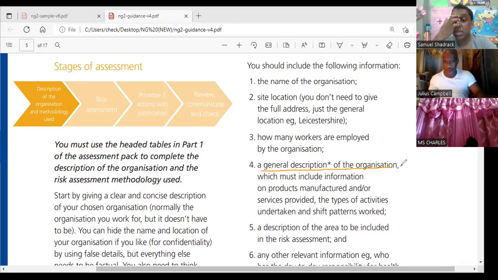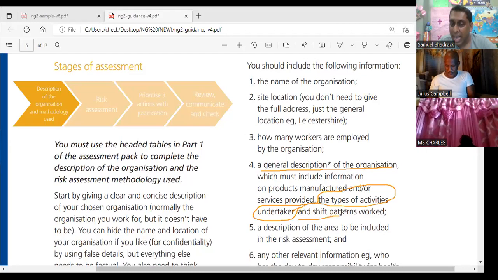The general description must include information on what your company is doing. What are they doing? Are they manufacturing? Are they service? Are they customer related? What is the company doing? The types of activities undertaken is normally to be broken down in a very detailed overview. You would see it on the sample. As I mentioned, they do have a sample as well.